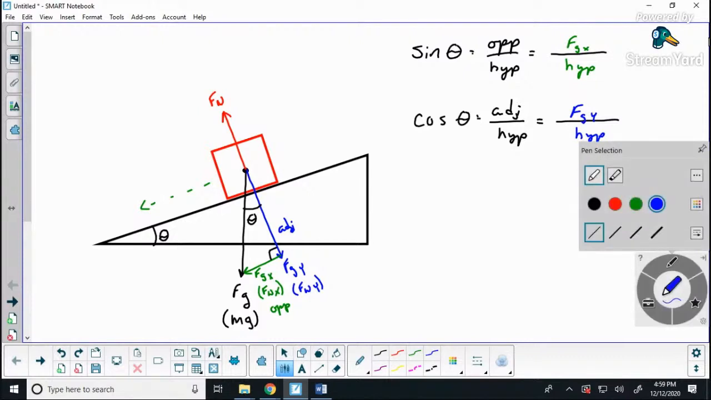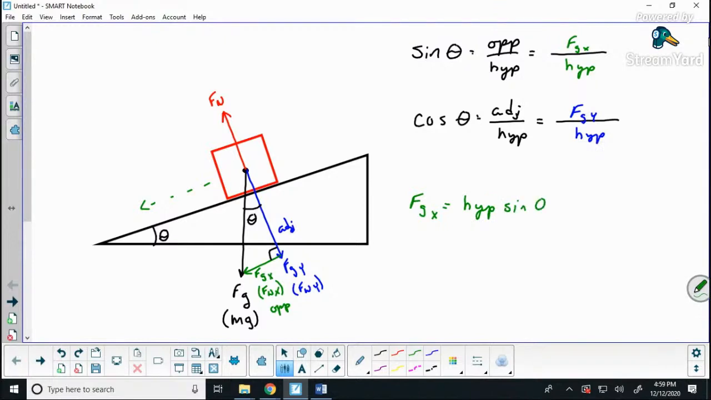So what I can do is go back in and say, okay, so my force of gravity in the x, or force normal in x, is going to end up equaling, cross multiply, the hypotenuse times sine of theta.